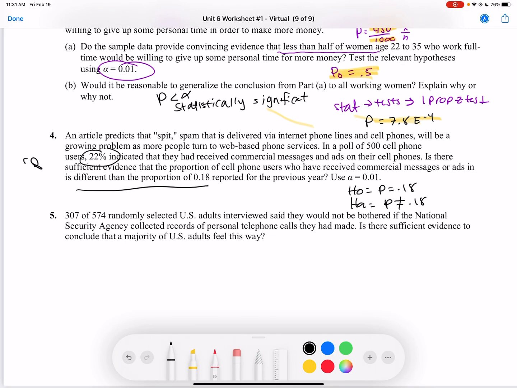For this next one, is there sufficient evidence to conclude that the majority of U.S. adults felt this way? Majority is more than 50%. So you'll have your null that P is equal to 0.5, and your alternative hypothesis is that P is greater than 0.5.